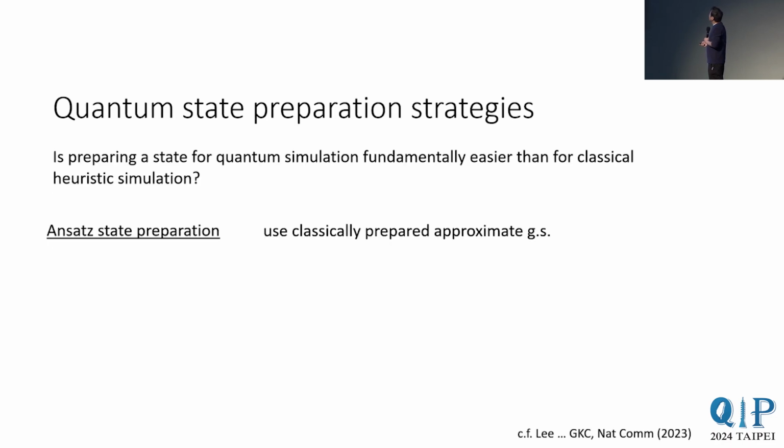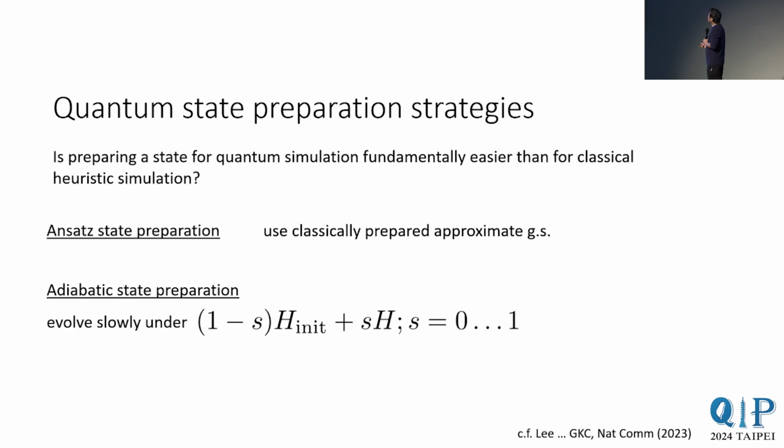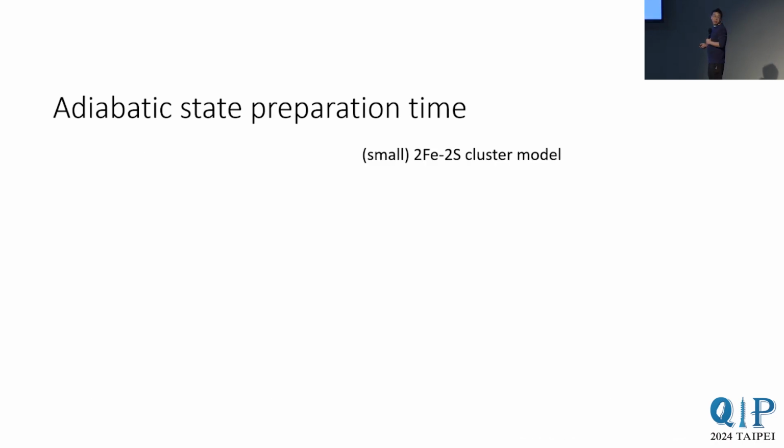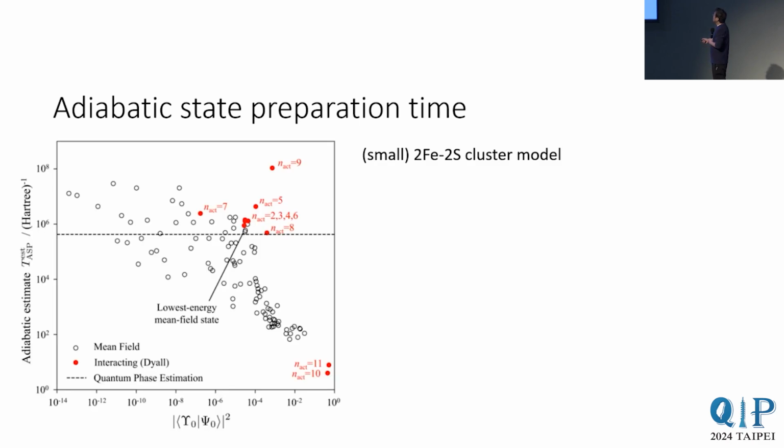Okay, so the end result, just to give you a very quick idea, is that when we look at problems where it's hard to find a good classical state, in other words, you need to search over many different classical starting points to find a good state for your classical heuristics, it's also very hard to find a good starting point for your quantum algorithm. So if you do adiabatic state preparation, for example, if you start from different points, you have very different state preparation times in these types of hard problems. You can have many orders of magnitude different state preparation times depending on your starting point.